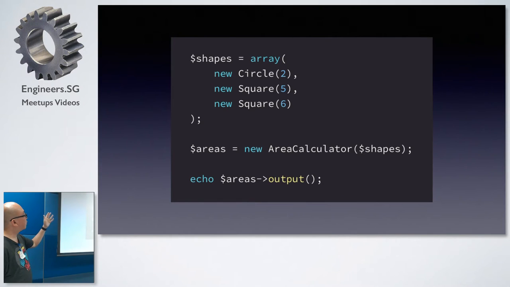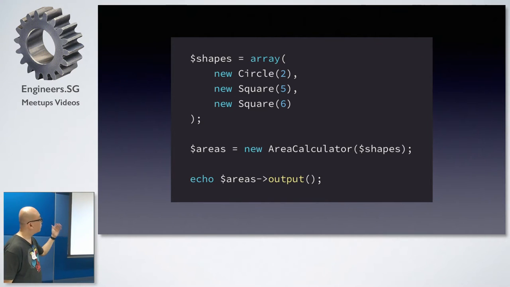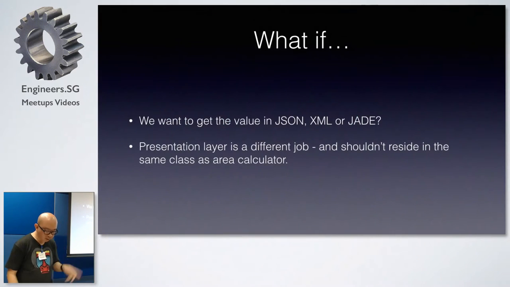Very simple, an array of shapes: a circle of radius 2, a square of length 5, a square of length 6. Pass them right into a new instance of area calculator, which then will echo the output, which will be the total size. So that's pretty cool, right?